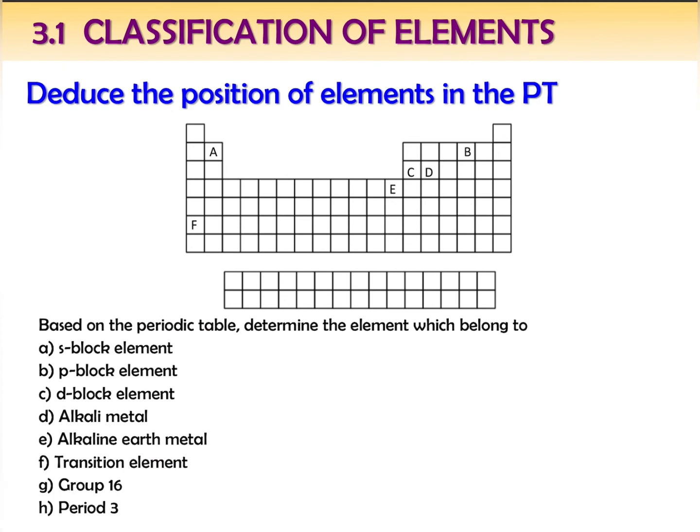Right, so untuk this exercise, based on the periodic table, determine the element belongs to each A sampai H ni. So untuk S block adalah bahagian sini, A dan F. P block, this part, B, C, D. So D block, elemen E. Alkaline metal adalah group 1, F block, F element. So untuk alkaline earth metal, A, group 2. Transition element, E, group 16. So group 16 adalah this one, group 16, element B.